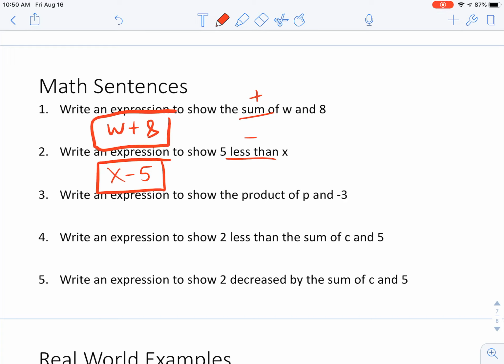Next one says write an expression to show the product of p and negative 3. When we write product, it's multiplication. When we write multiplication of a number and a variable, we always put the number first. It's not wrong to write p times negative 3, but the best way to write this would be negative 3p.